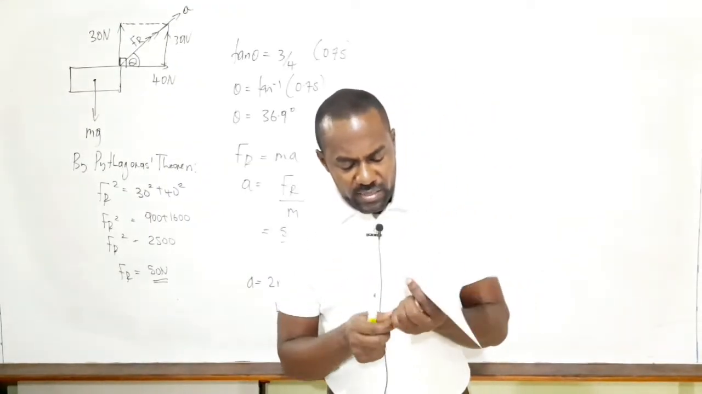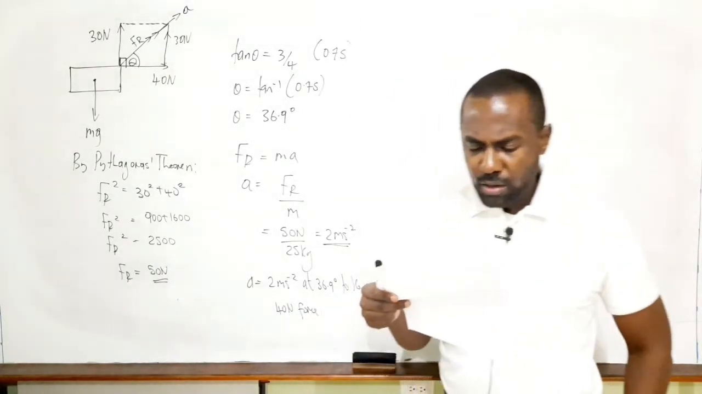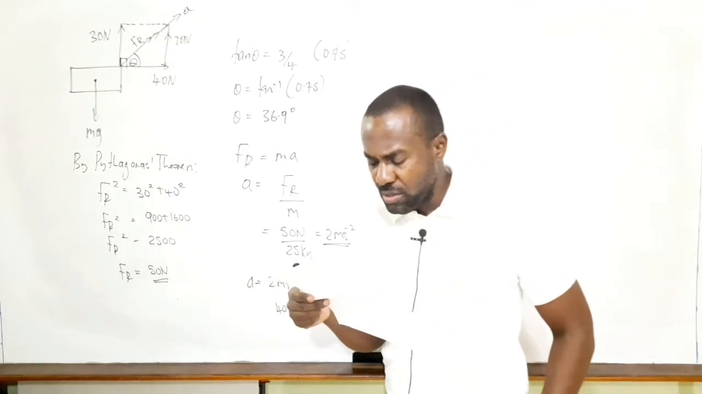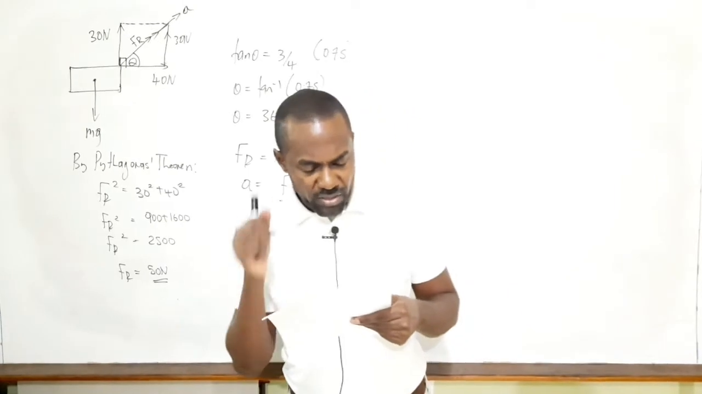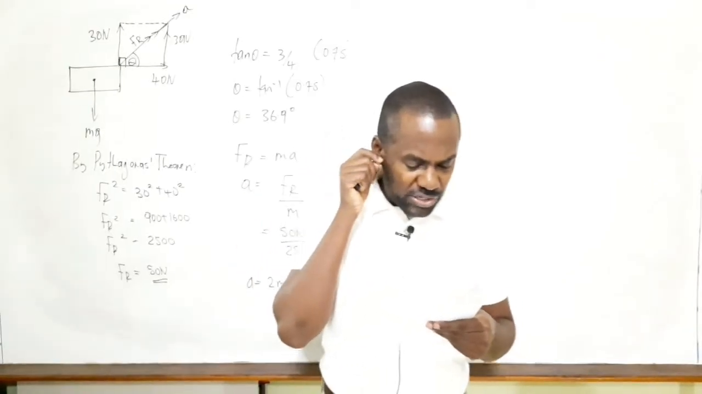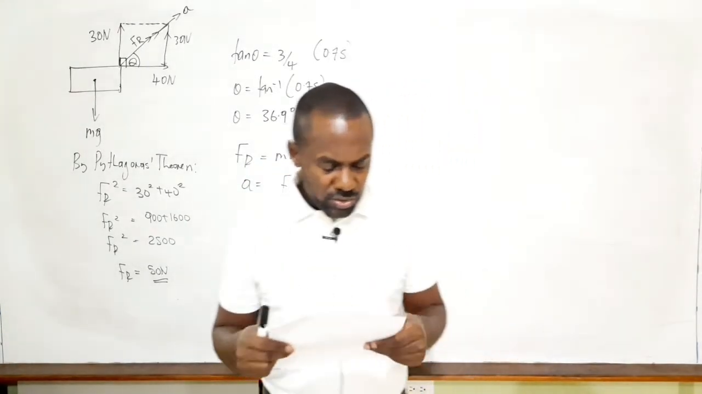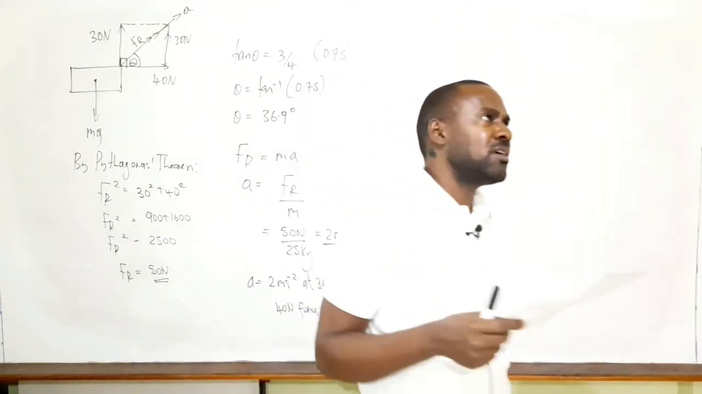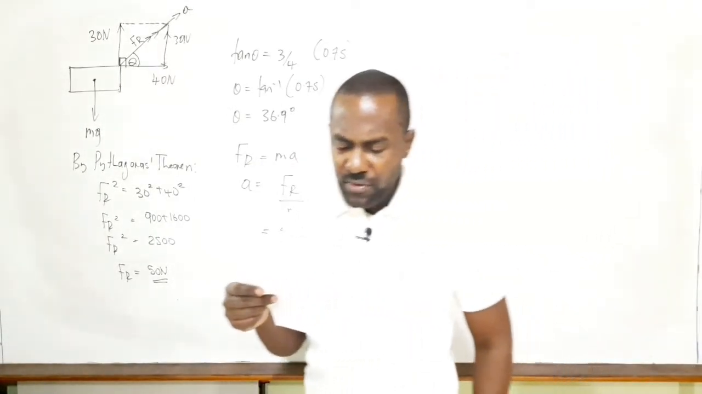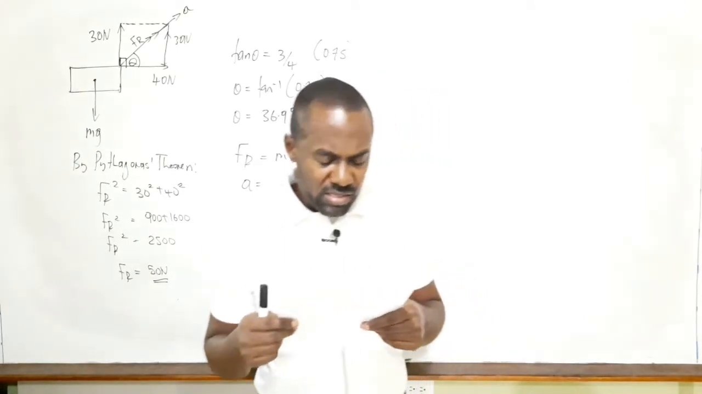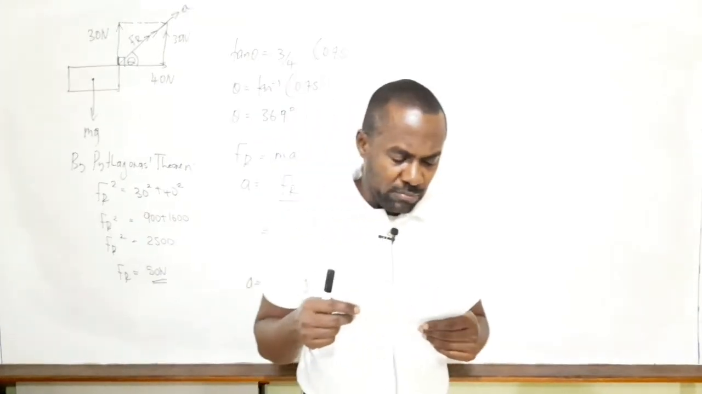Now question 3 says a body of mass 5 kilograms is pulled along smooth horizontal ground by means of a force of 40 newtons acting at 60 degrees above the horizontal. Find A, the acceleration of the body, and B, the force the body exerts on the ground. So we'll read the question one more time and take the information that we can from the question. A body of mass 5 kilograms is pulled along smooth horizontal ground by means of a force of 40 newtons acting at 60 degrees above the horizontal.